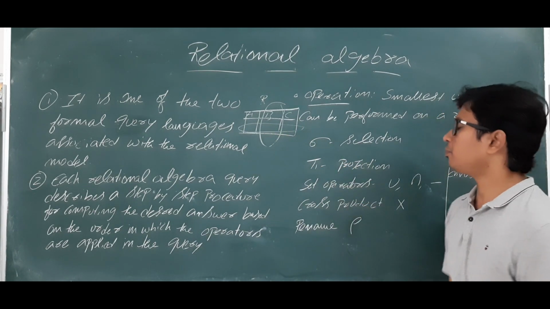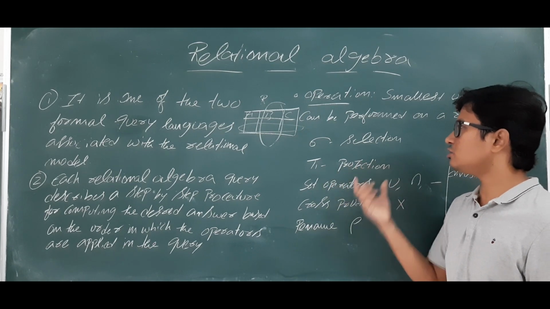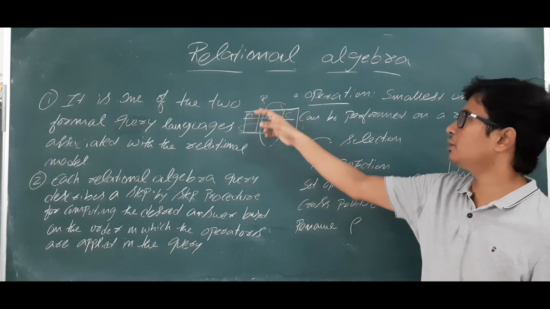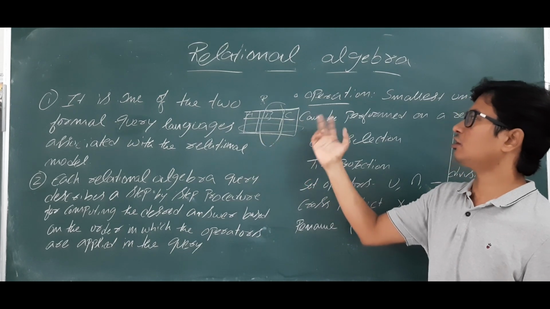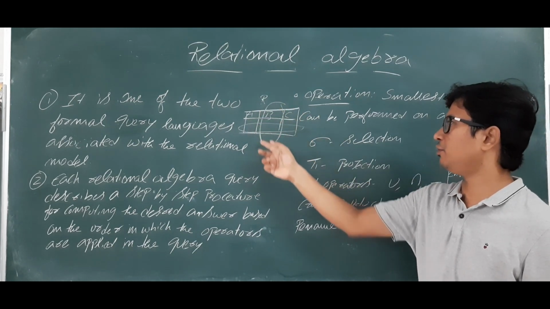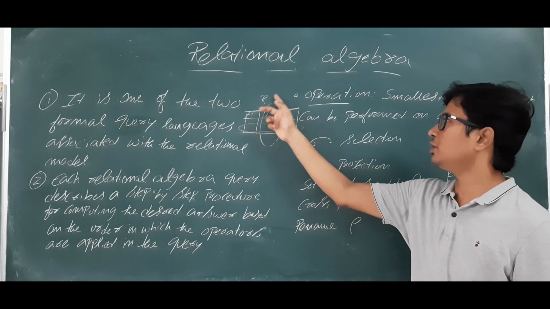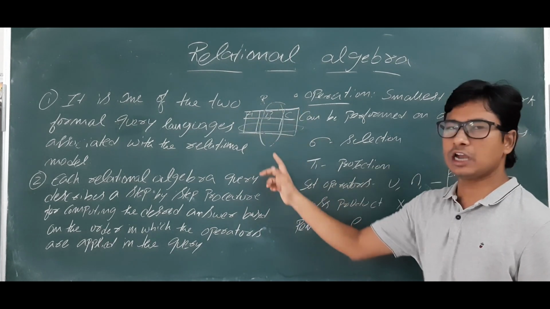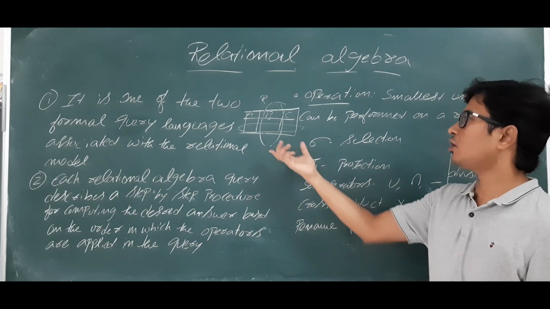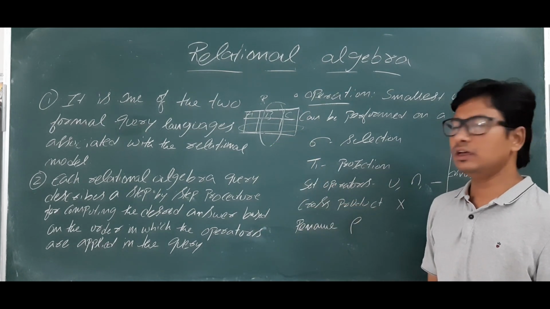And then we have a projection operator. The projection operator is useful for us to retrieve a column or a set of attributes. Is it clear? If I want to retrieve the information about B, I can retrieve it, or if I want to retrieve the information about B and C attributes, I can retrieve that. So I can call it a vertical splitting of the relation.